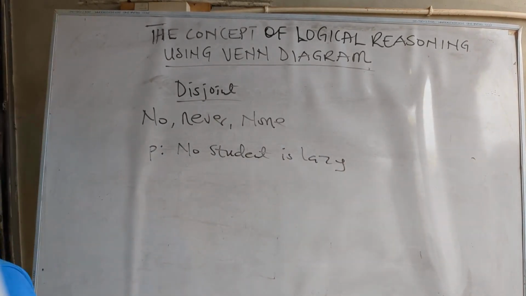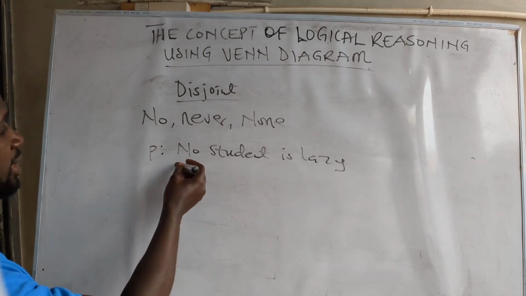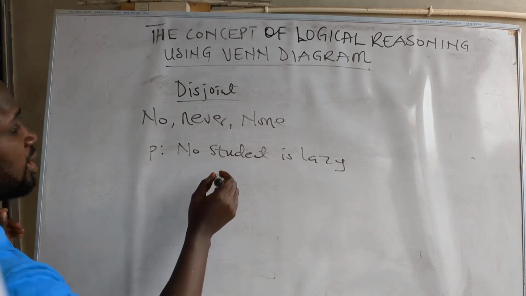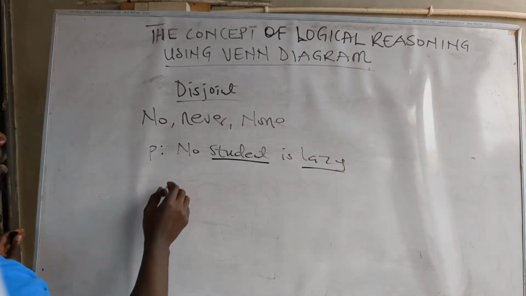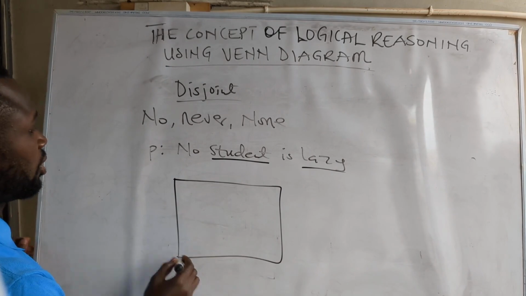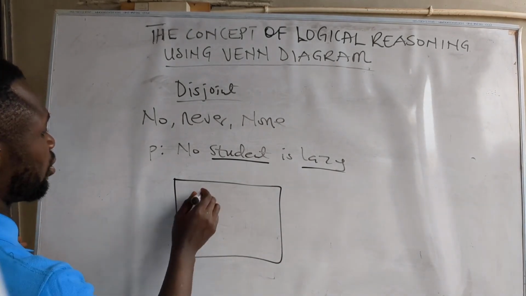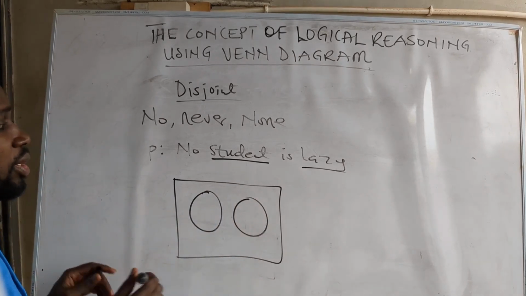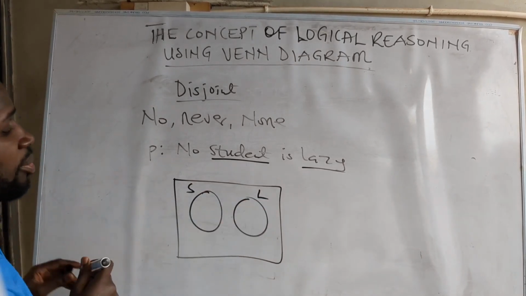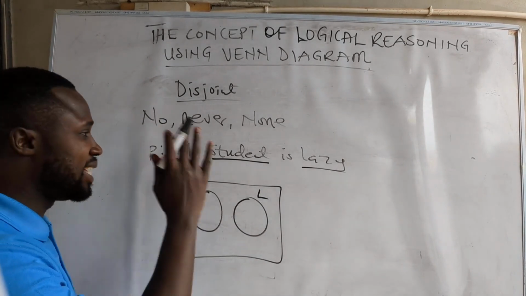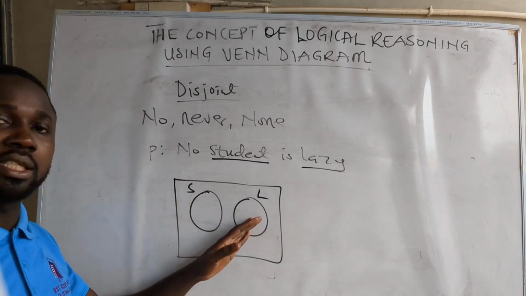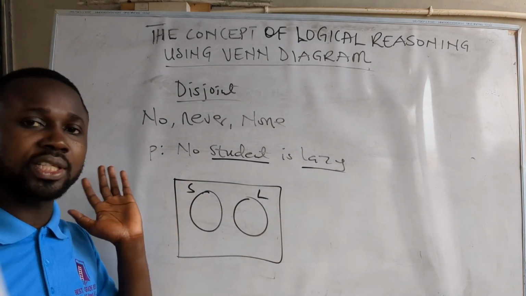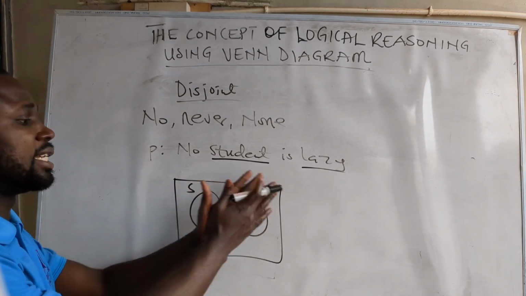No student is lazy. If no student is lazy, then what does it mean? Students, those who are lazy. So when I talk about two groups, students and those who are lazy, they will not meet. They are disjoint. So these are students and these are lazy people. You cannot find any student who is lazy. The moment you are lazy, then you are not a student, because no student is lazy.